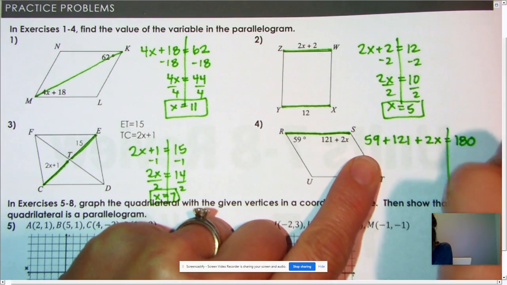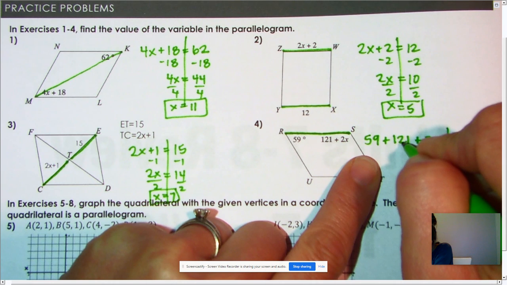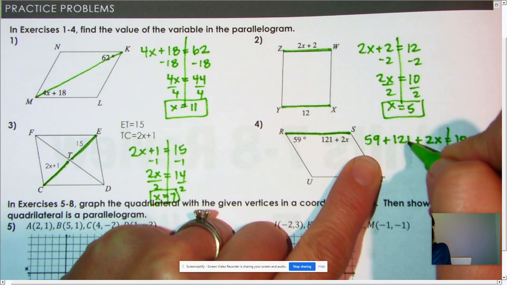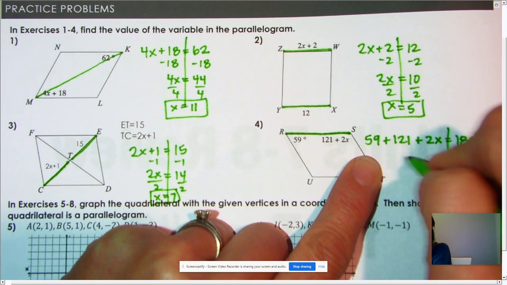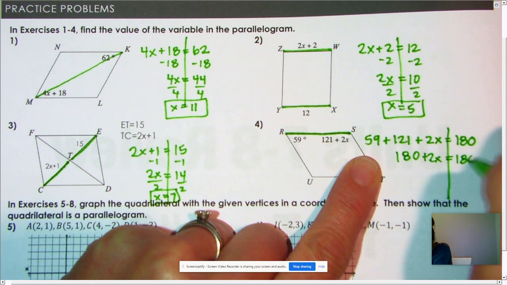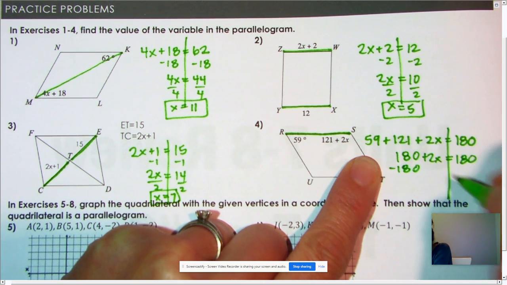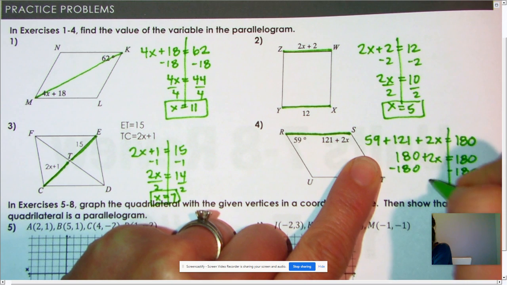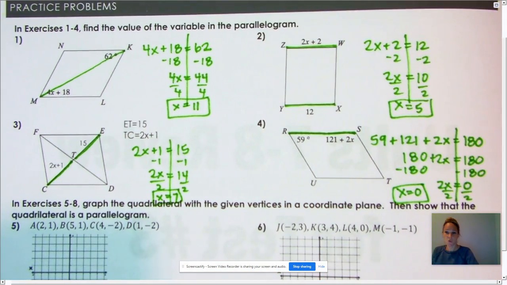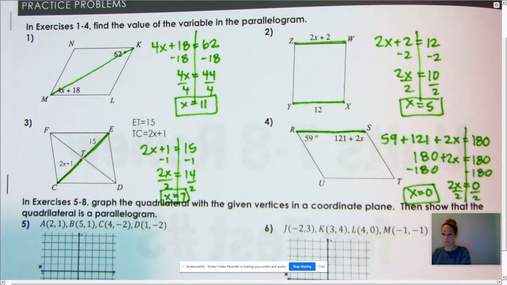So I'm going to combine like terms. Those together would make, oh, that's kind of weird. So if you add those up, you would get 180 plus 2x equals 180. If I subtract the 180 off, then we get 2x is equal to 0. So x is just equal to 0. It's kind of an unusual value to get, but it's still a number.